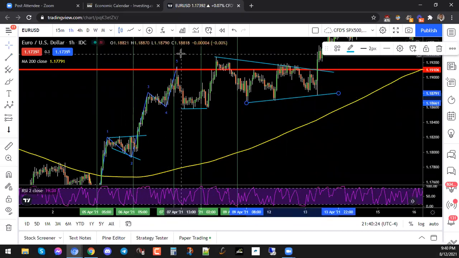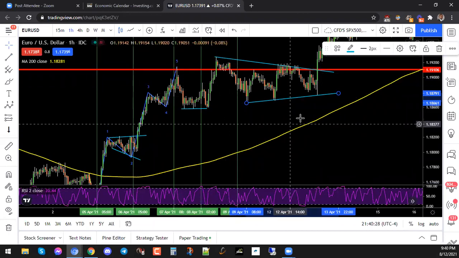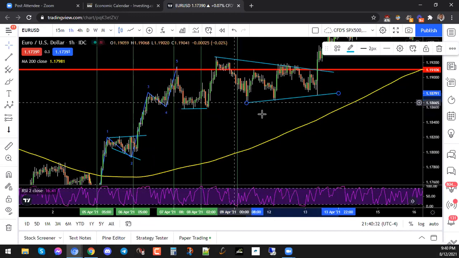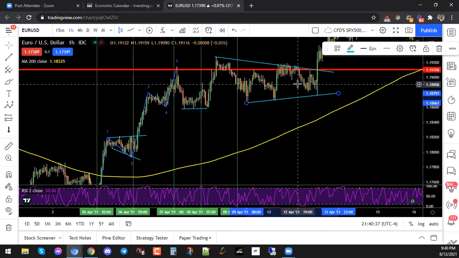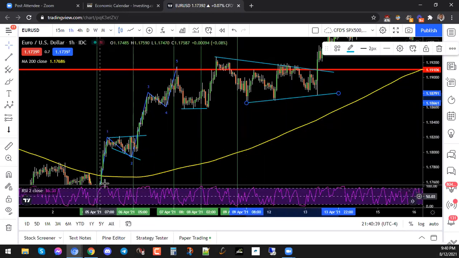So this, some of you may look at this and say it's a wedge, right? So this created a wedge type formation and it took off back to the upside. So this is a big corrective formation of itself, right? So let's continue.